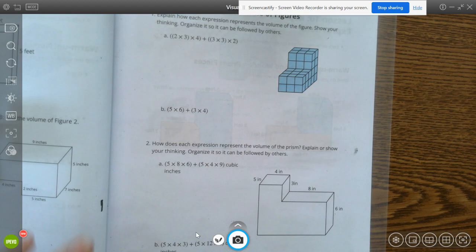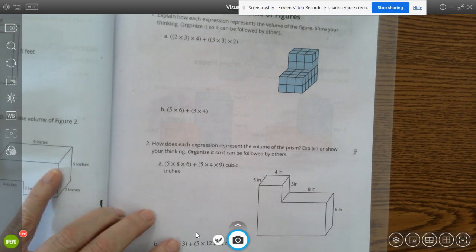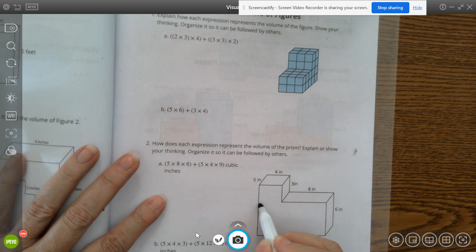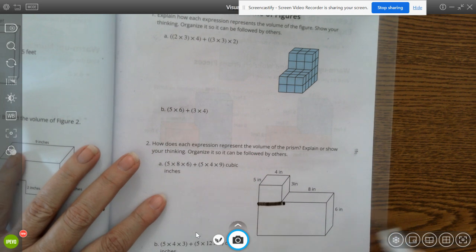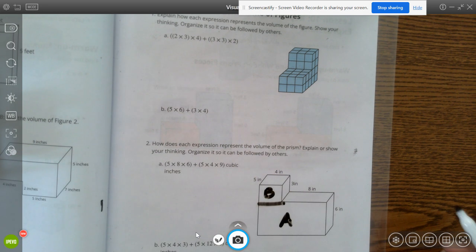Okay, let's look at this bottom box right here. The first thing I want you to do is draw the line. We're all going to break the box apart the same place. We are going to break it apart right here. This is box A. This is box B. Please do that right now.